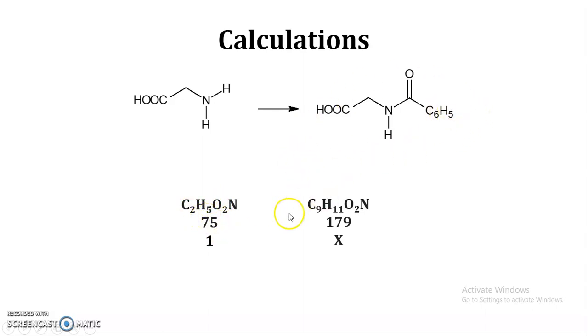This is the molecular formula for the benzoyl glycine, that is C9H11O2N, and when we convert it into the molecular weight, it becomes 179. Now, what is the meaning of this? If we take 75 gram of glycine, it will be converted into 179 gram of the benzoyl glycine. Now suppose we have taken 1 gram of glycine, how much benzoyl glycine should we get? So X is equal to 179 into 1 divided by 75. By cross multiplication we can find the value of X, which is equal to 2.38 gram.